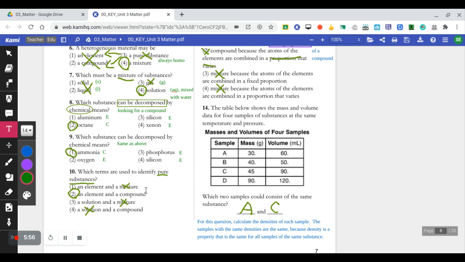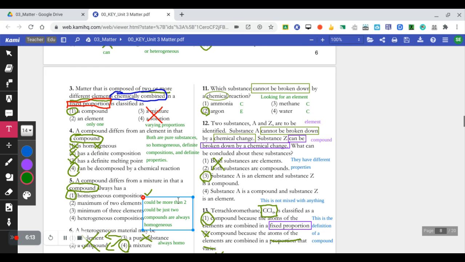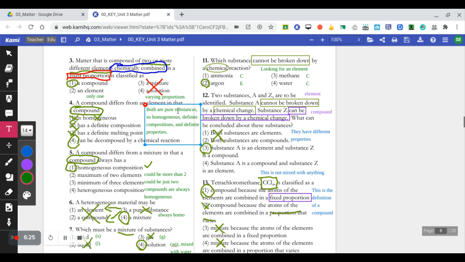Which substance can be decomposed by chemical means? This is the same rationale as above. Ammonia is the only thing that's not an element, while the rest of these are all elements that you had memorized. 10. Which terms are used to identify pure substances? Pure substances are elements and compounds. 11. Which substance cannot be broken down by chemical reaction? That means I'm looking for an element. Having them all memorized makes it easy to spot that argon is the only element here, while ammonium, methane, and water are all compounds.